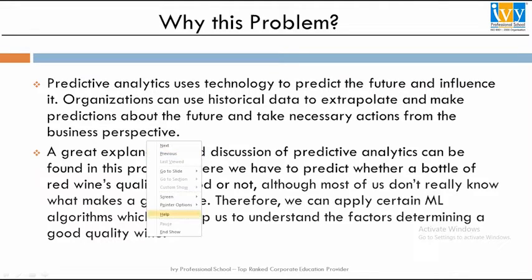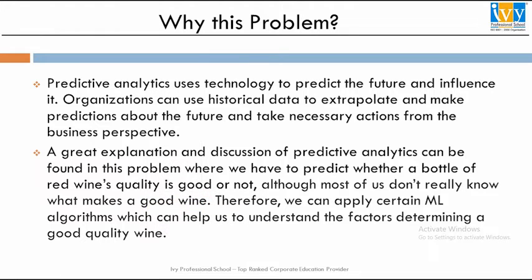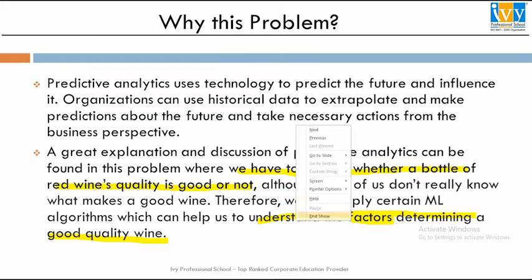Again, if I use a highlighter, you can see that we have to predict whether a bottle of red wine quality is good or not. Although most of us don't really know what makes a good wine, we can apply a certain ML algorithm which can help us to understand the factors determining a good quality wine. Here factors mean the independent or the predictor variables which play a significant role in the formulation of good quality wine. So the first thing you should keep in mind while executing any machine learning algorithm is the business objective.